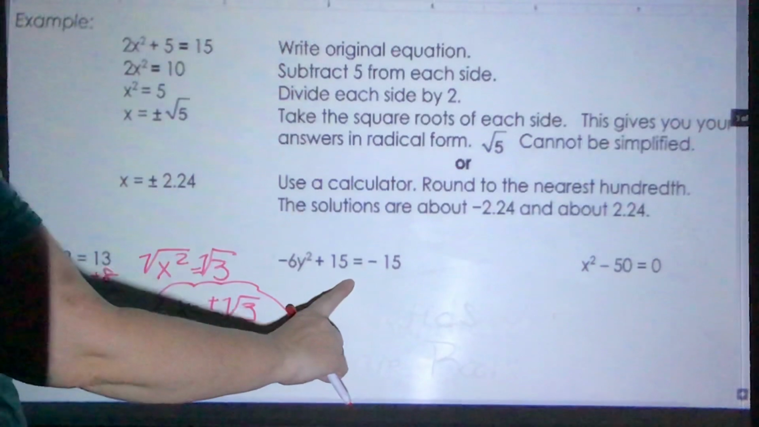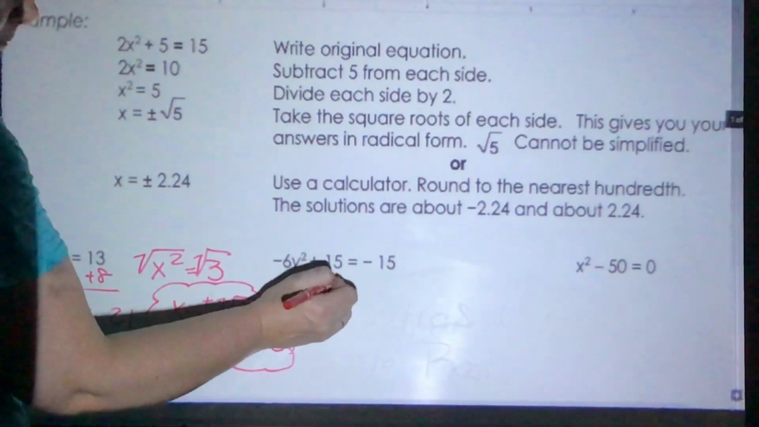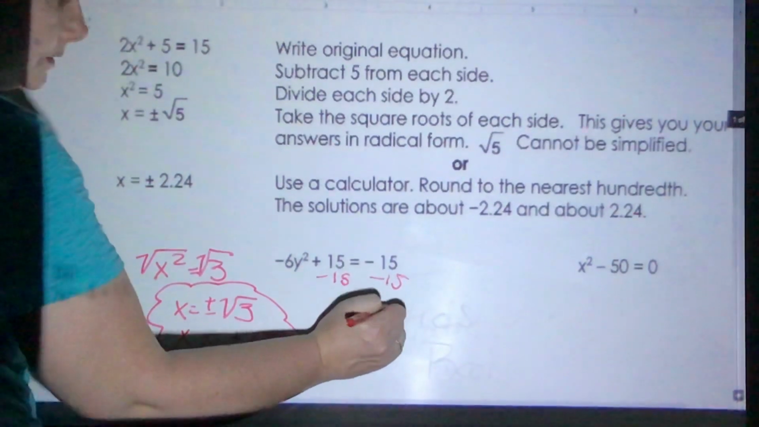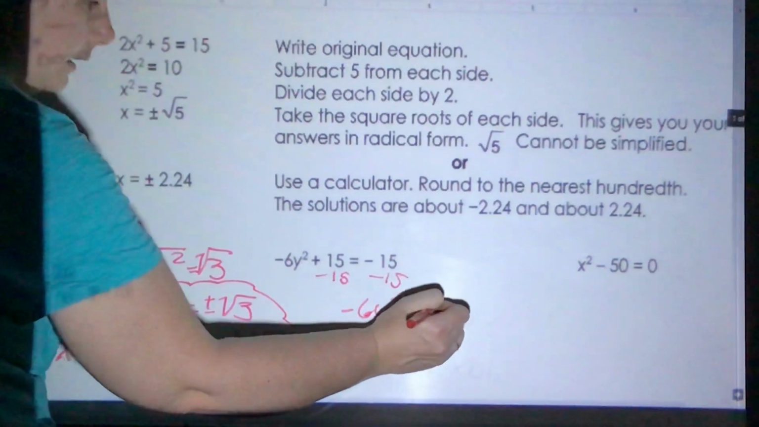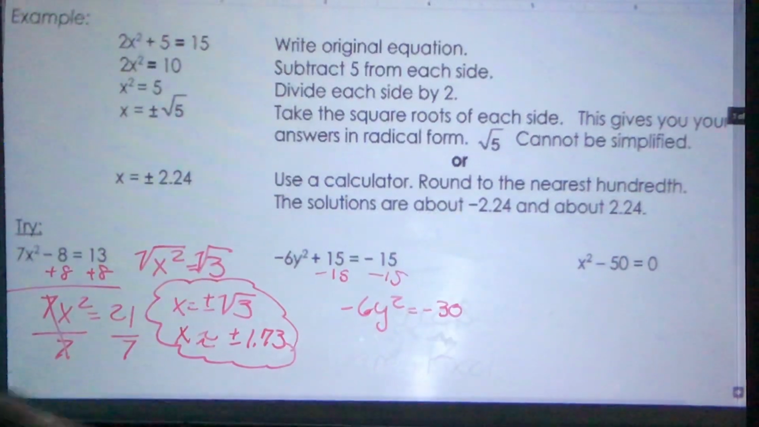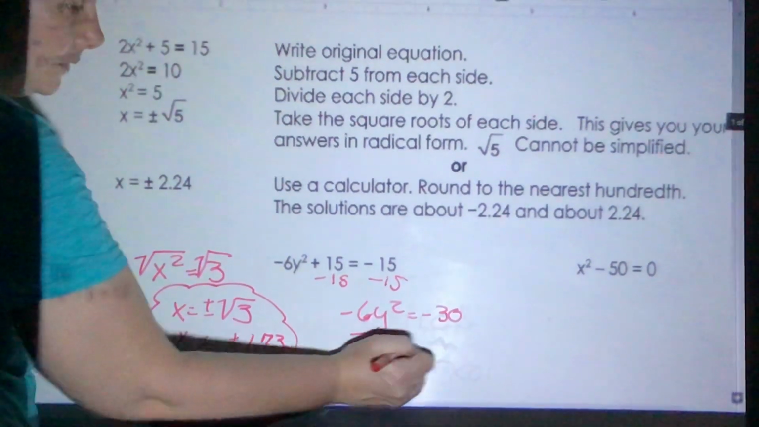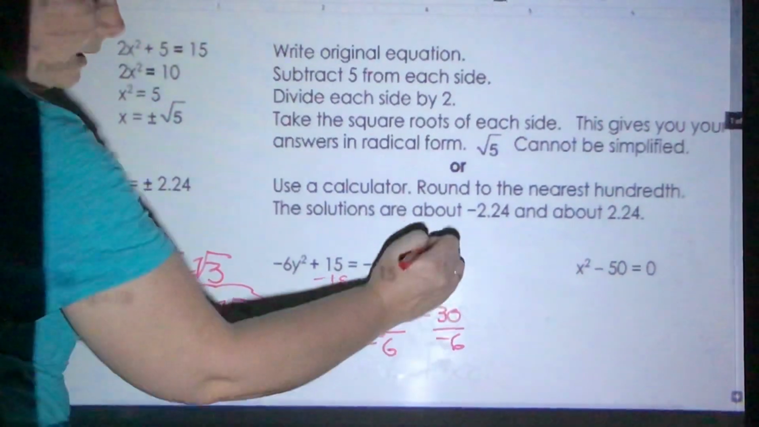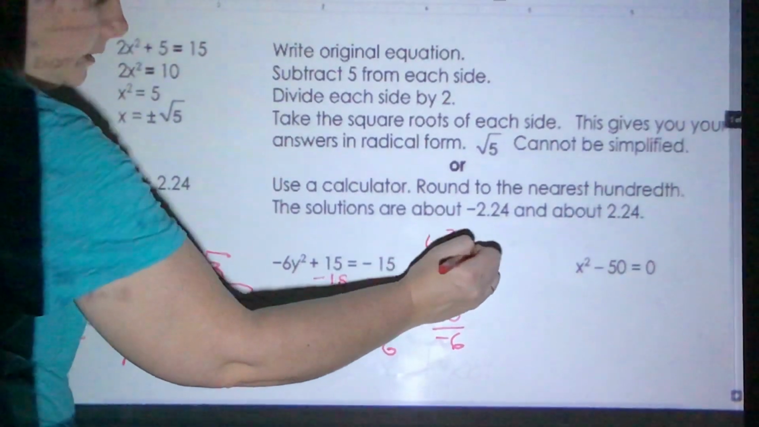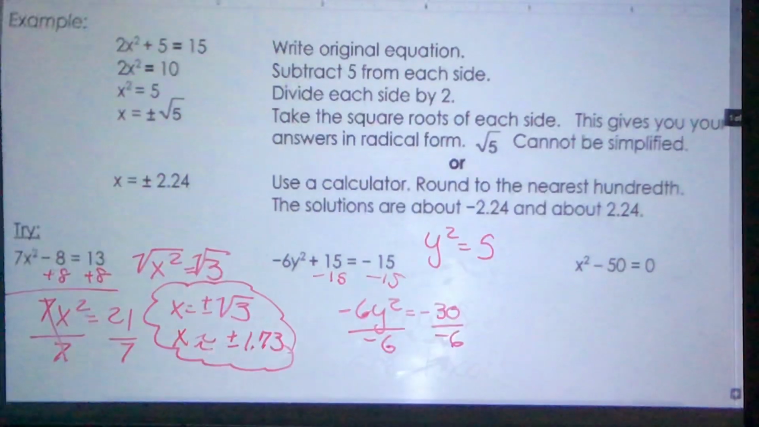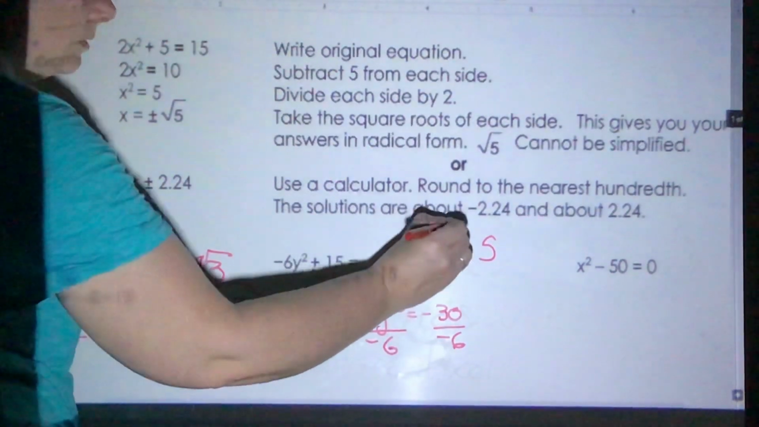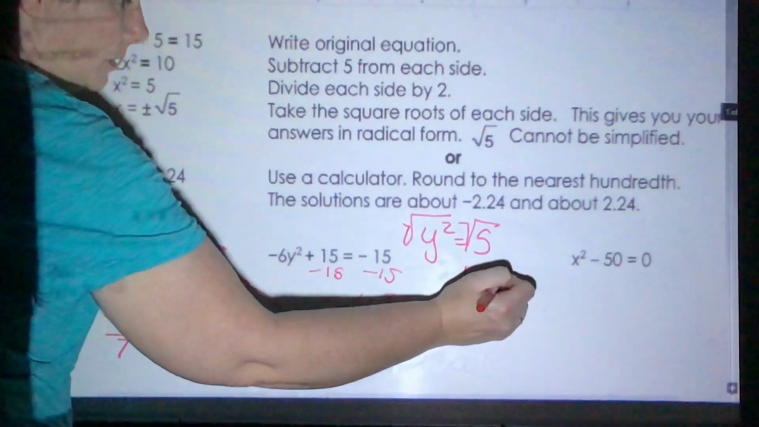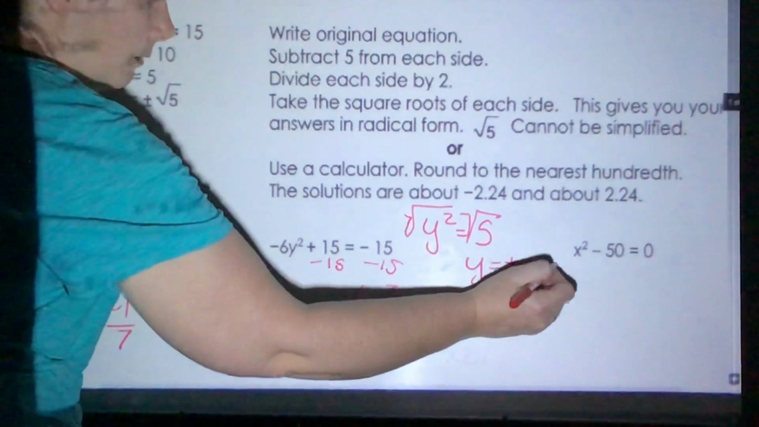For the next one, I'm going to start off, I'm going to subtract 15 from both sides. So I would have negative 6y squared equals negative 30. Now I'm going to divide by negative 6 on both sides. So I will get y squared equals 5. I'm going to do the square root on each side. So y equals the positive or negative square root of 5.